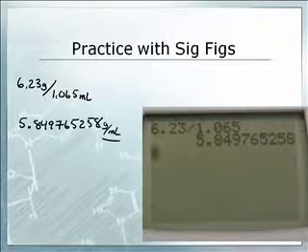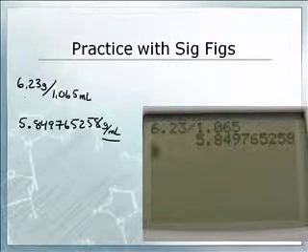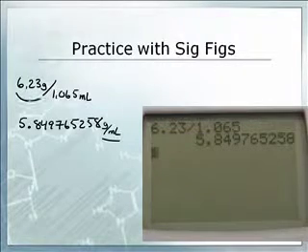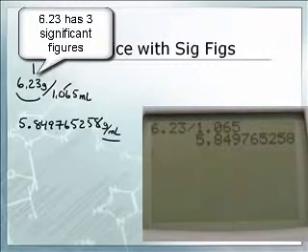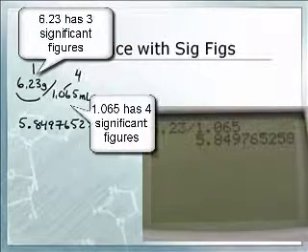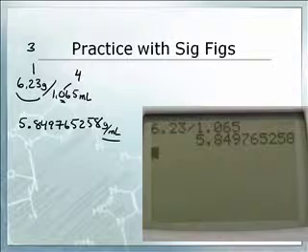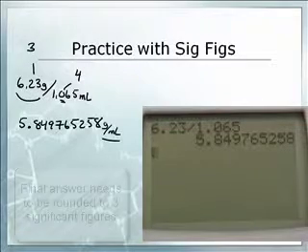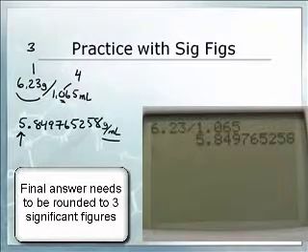Now, we're doing a division problem. So when you divide, you go with the least number of significant figures. So 6.23 has 3 significant digits. 1.065 has 4. That 0 right there counts as a captive 0. You're only as good as your least accurate measurement, which would be the 3 significant digits. So our number needs 3 significant figures. The first significant digit would be the 5, and then after that would be the 8.